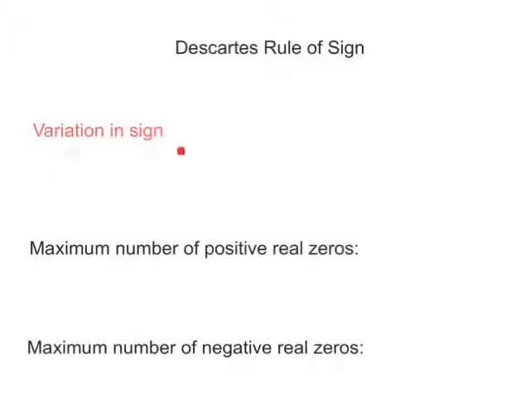The reason why we have to know what this is is because this is what we count in the polynomial. Descartes' Rule of Signs will give us an idea of how many positive real zeros and how many negative real zeros we have. And to figure out how many, we count the variations in sign within the polynomial, okay? A variation in sign happens when one term in your polynomial is one sign and then the next term is the opposite sign, okay?